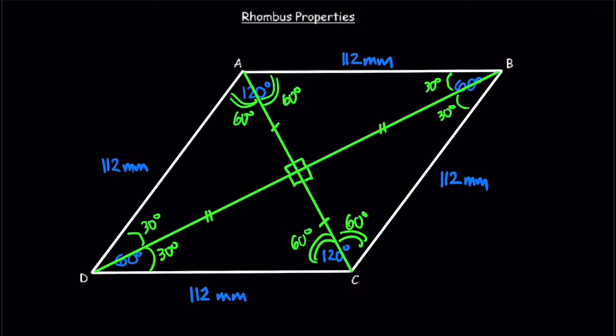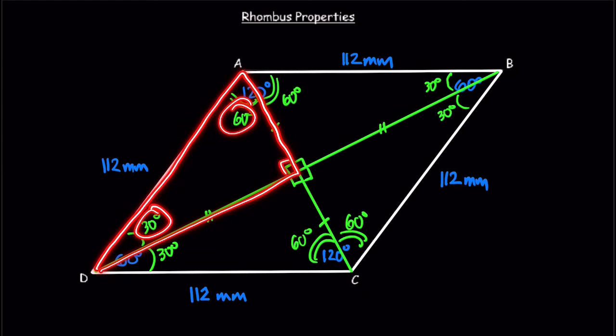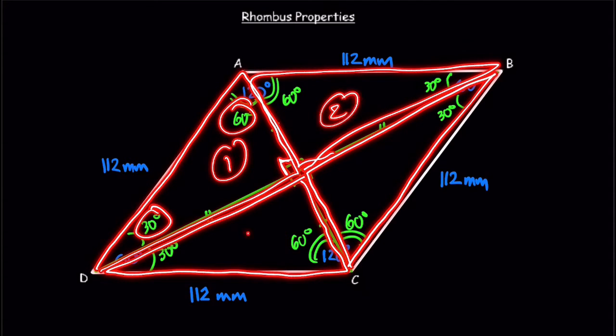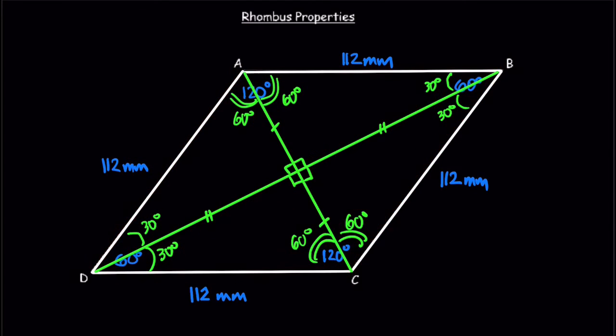So what's really cool is notice this triangle here is a 30, 60, 90 right triangle, and it's the same as this one, which is the same as this one, which is the same as this one. So basically the diagonals create four congruent right triangles. So it's really easy to find all the missing pieces once you are given one of those missing pieces.